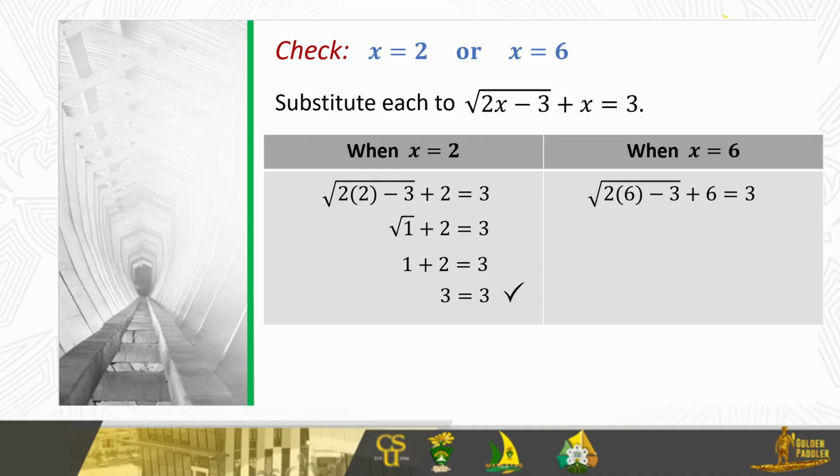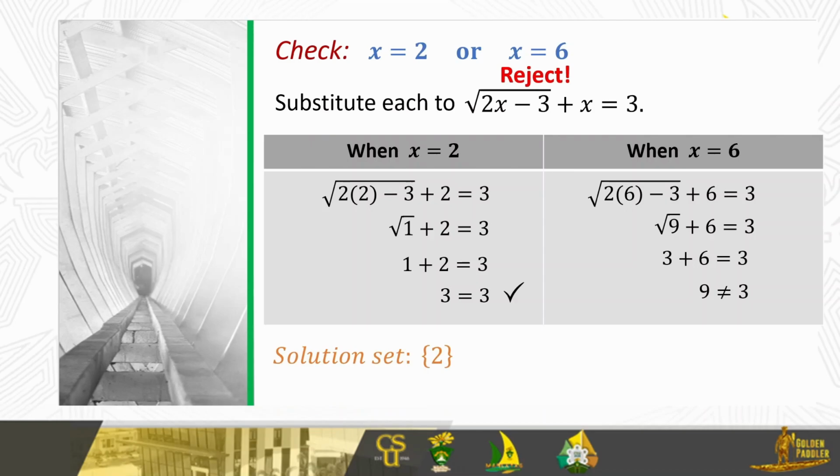When x is equal to 6, we have the following, and we ended up with the statement 9 not equal to 3. So therefore, we must reject the value x equal to 6. So the solution set contains the value 2 only.